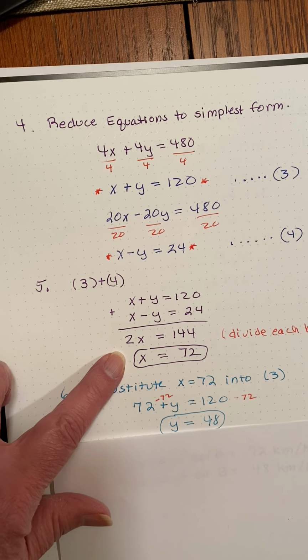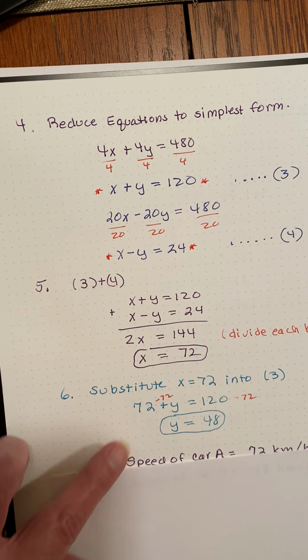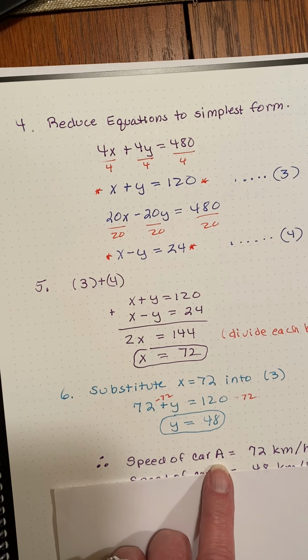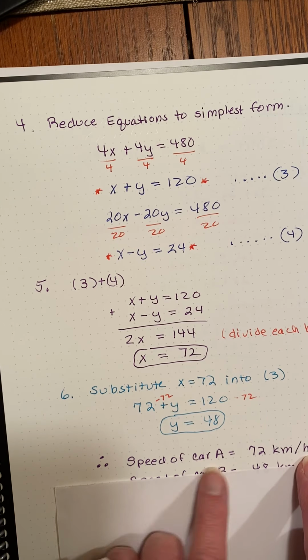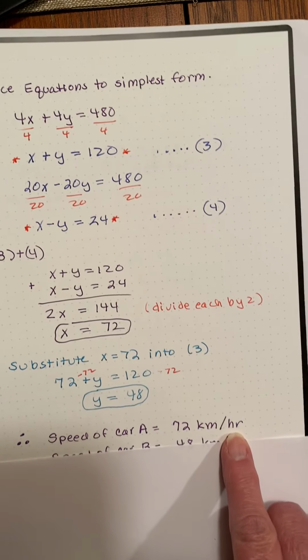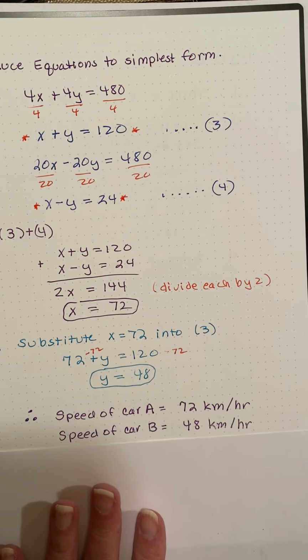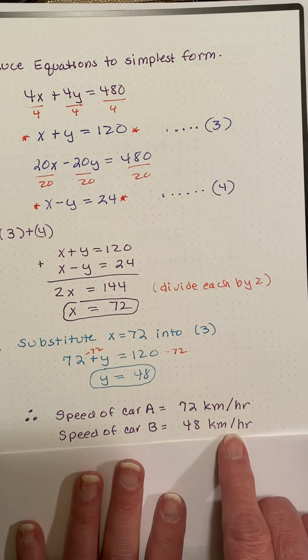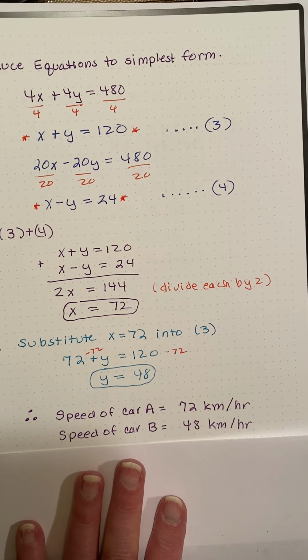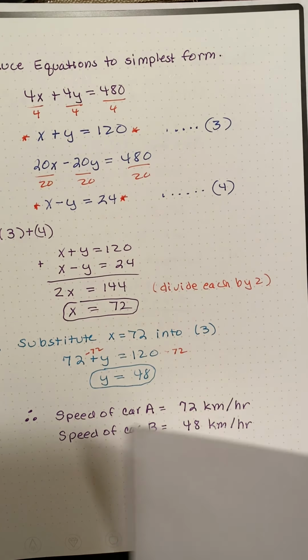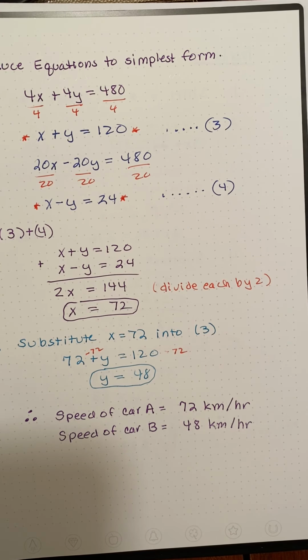Here's my x speed. Here's my y speed. So the speed of car A is 72 kilometers per hour. Sorry about that. And the speed of car B is 48 kilometers per hour. And there you have it.